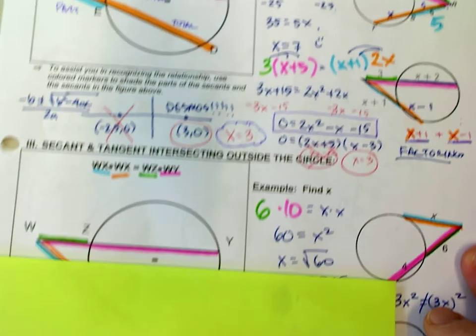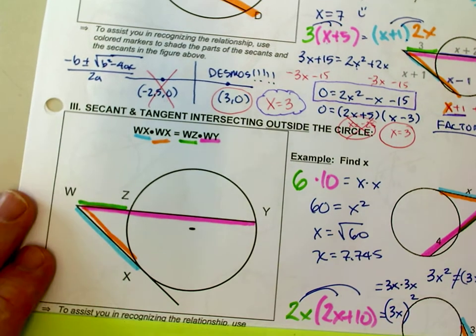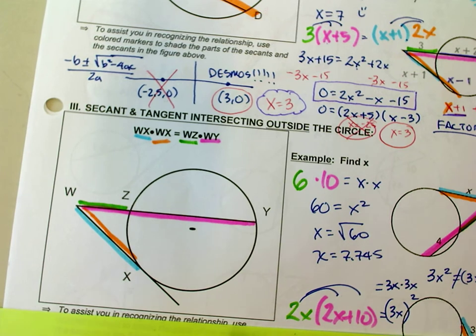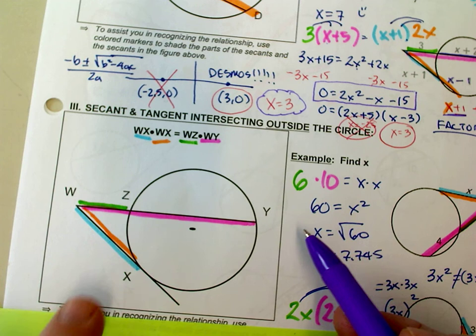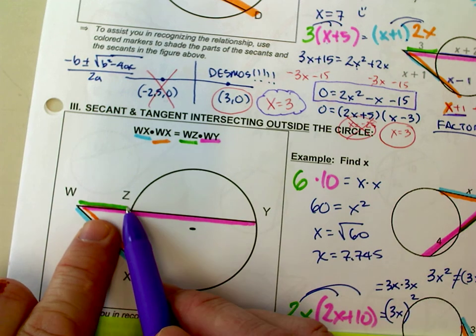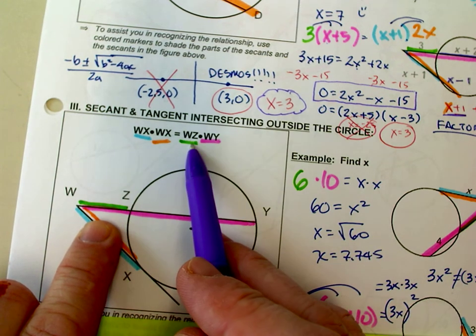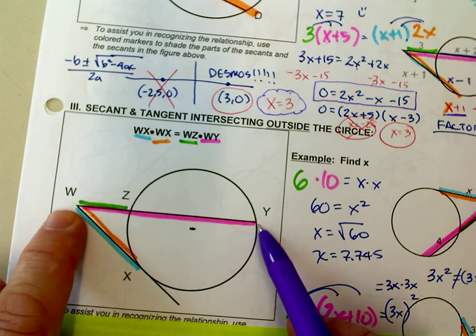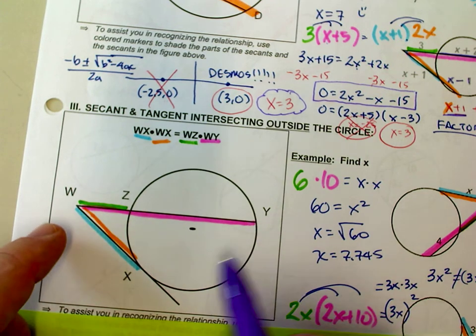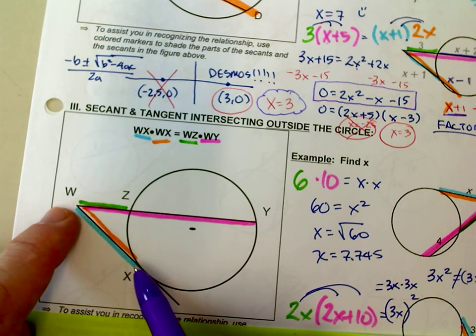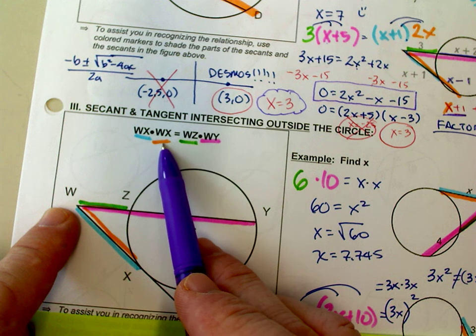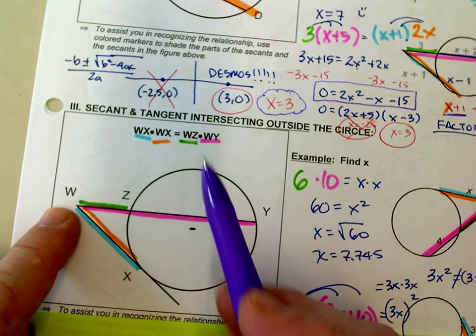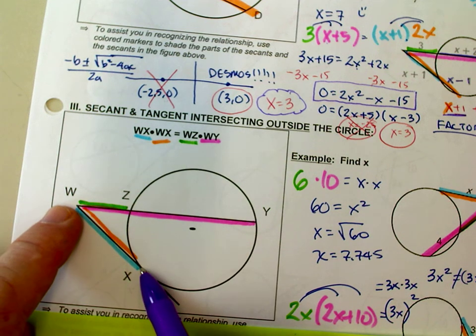Let's take a look at our next picture. In our next picture, we have, just like we had the other day, a tangent and a secant. This time, we have a part of the secant that's outside, WZ, times the total, WY, equals, on the tangent, the part that's outside is the same as the total. So you'll see that this is a WX times WX, because that's both outside and our total length.